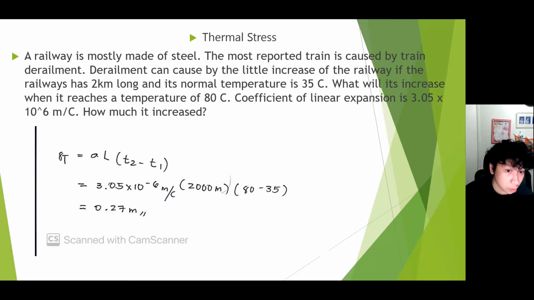So the elongation total is coefficient times L times T2 minus T1. So given na, ito yung given, 3.05 times 10 raised to negative 6 times 2000 m times 80 minus 35 is equal to 0.27 m.